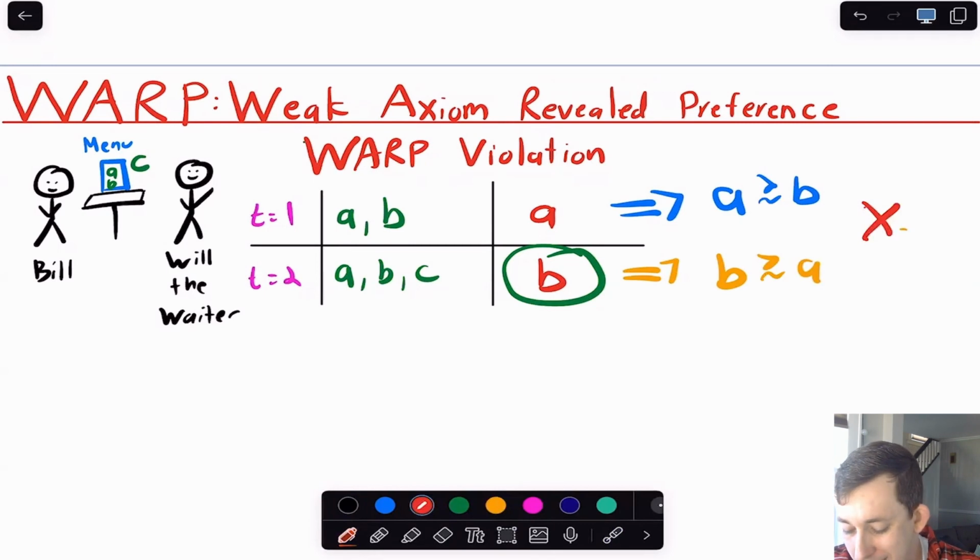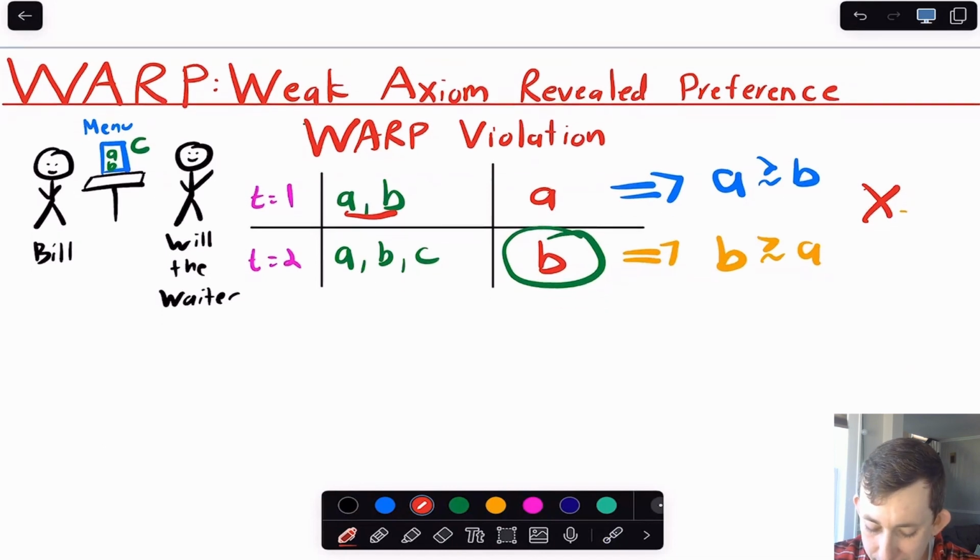This is a WARP violation. You could have chosen B right here, but you didn't. You chose option A, and then you switched when some third option that wasn't really relevant came into the picture. That's a WARP violation. That's strange. And so we call it a violation of WARP because you're not being rational. You're violating the weak axiom of revealed preference.